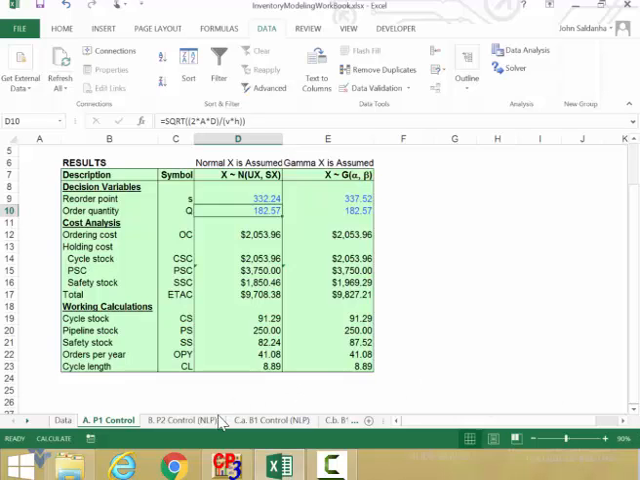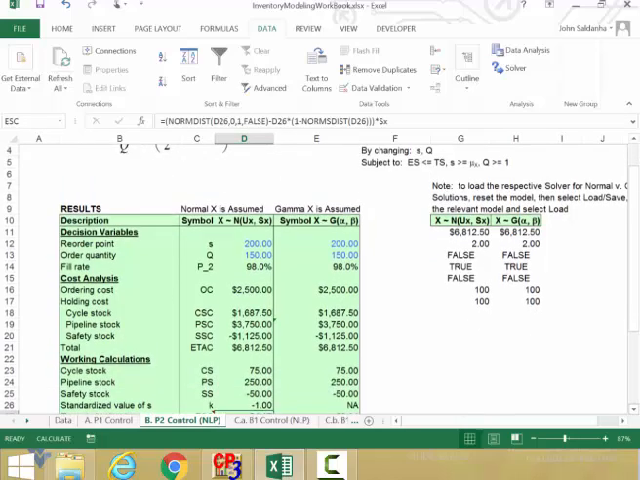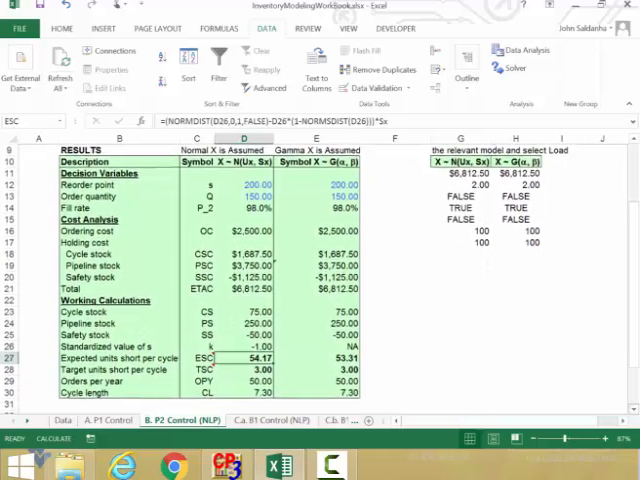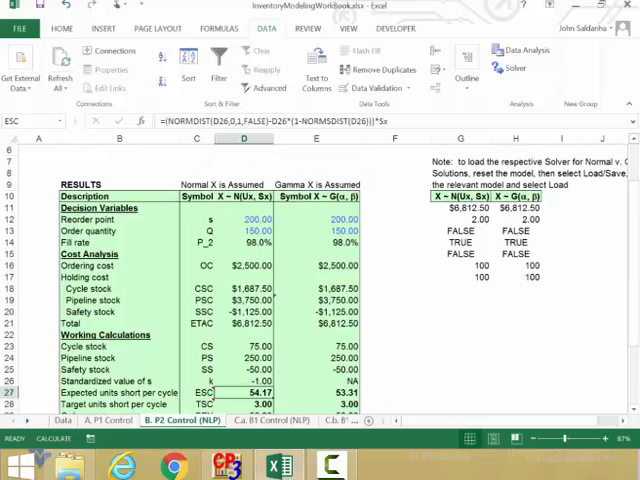The next one is where you're looking at the P2 control. And here we have our fill rate or our P2 control. This is a decision variable S and Q, so there are no formulas over there. And here we have our formula for expected shortage per cycle. That's the same formula that I showed you in the notes. And then the formula for target shortage per cycle, which is a function of Q. And then here's your total annual cost.